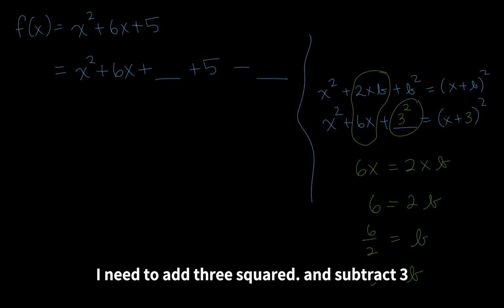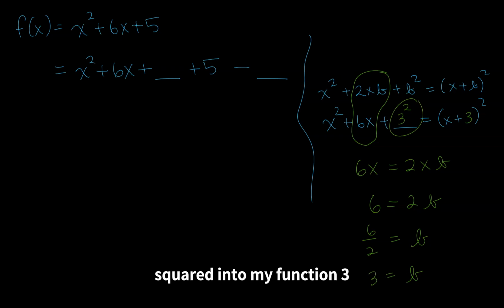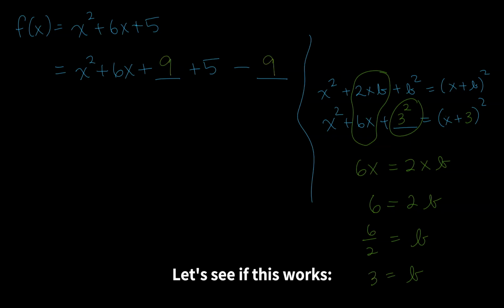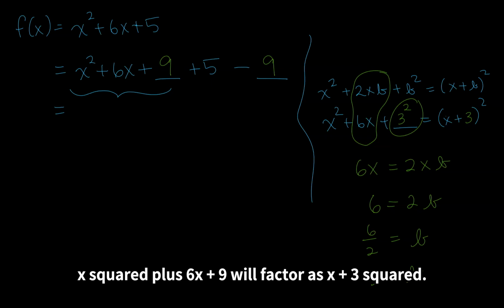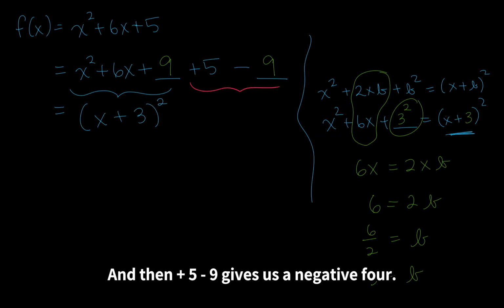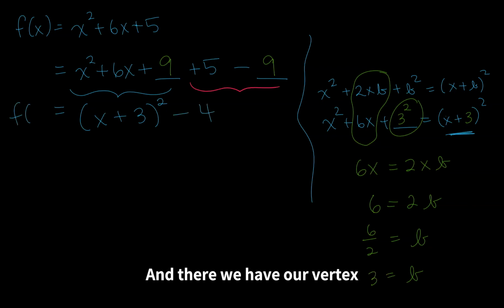I need to add 3 squared and subtract 3 squared into my function. 3 squared is 9, so I add and subtract 9. Let's see if this works. X squared plus 6x plus 9 will factor as x plus 3 squared. We already determined that over here on the right. And then plus 5 minus 9 gives us a negative 4. And there we have our vertex form, x plus 3 squared minus 4.